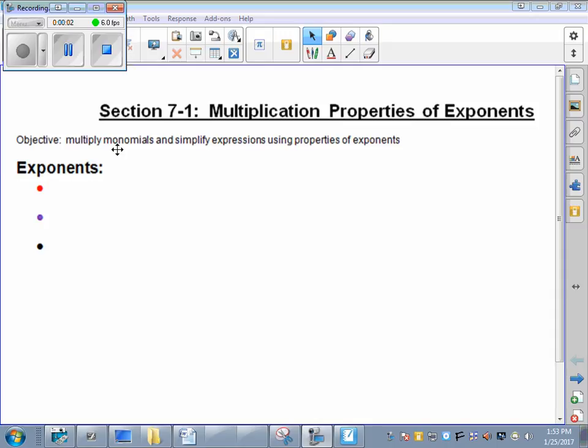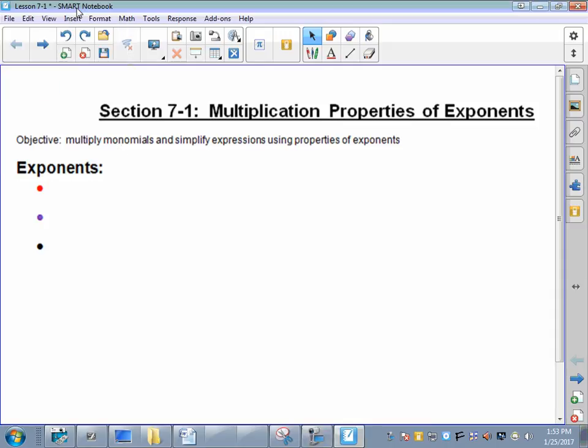Hi, everybody. Welcome to Chapter 7. Now that we are in Chapter 7 and in the second semester, we're going to start doing things with exponents.